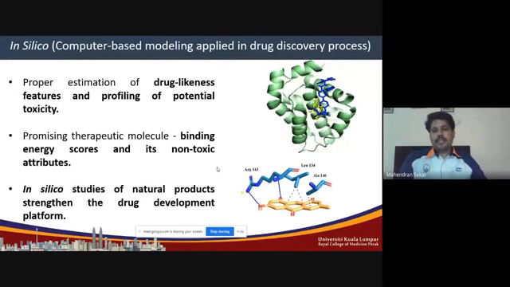So proper estimation of drug-likeness features and profiling of potential toxicity. Based on this, not only the pharmacological studies, we can identify and determine the toxicity profile of the isolated compound. We also find the binding energy scores and its non-toxic attributes. In silico studies of natural products strengthen the drug development platform. This is not totally new. In the recent 5 years, many researchers have been doing in silico studies, but some of them are still not aware of this technique. These techniques will give predominant results about the pharmacological activity of the isolated compound and also about the plant material.